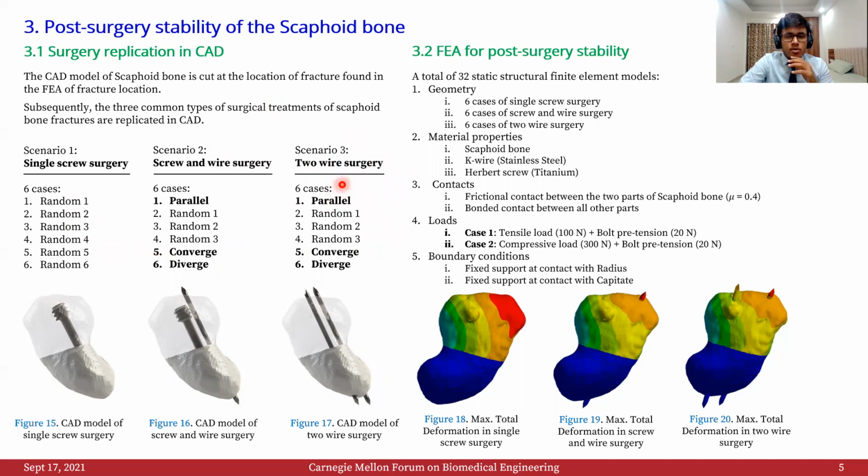With all these 18 CAD models, we did the finite element analysis study for 2 particular loads. We did the analysis at a tensile load and a compressive load. We noted down the results of maximum deformation and factor of safety for the data analysis.